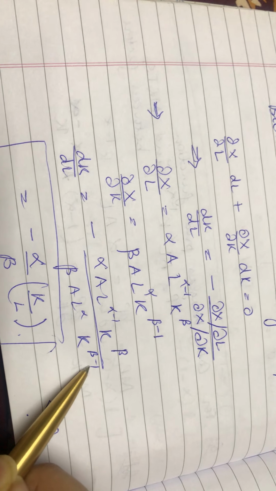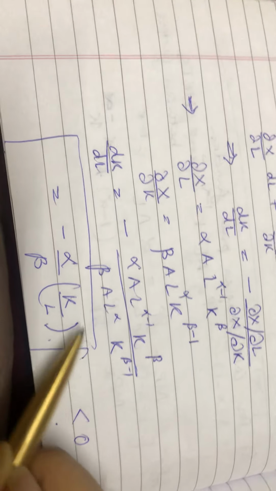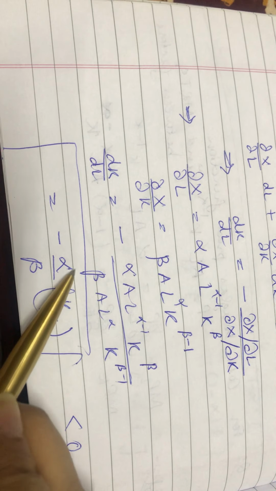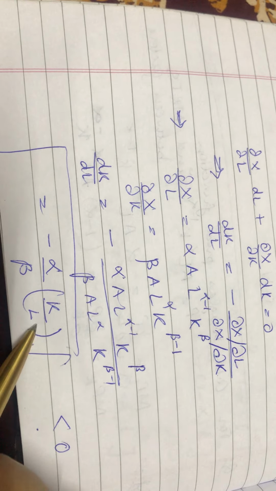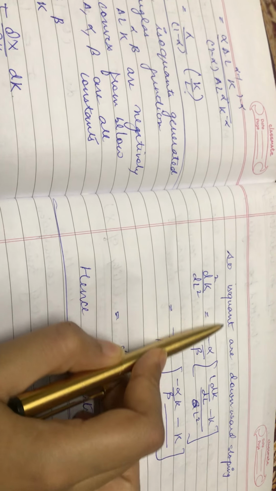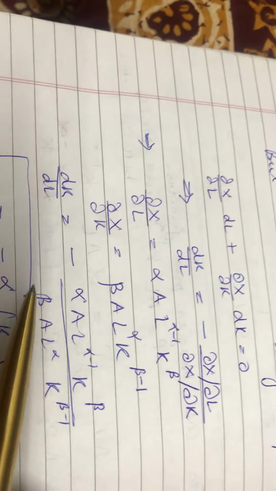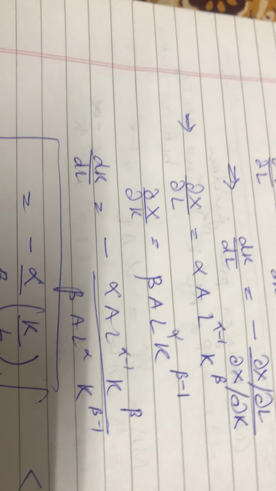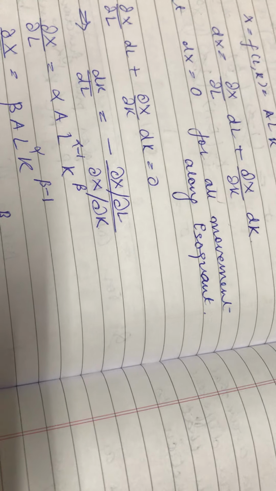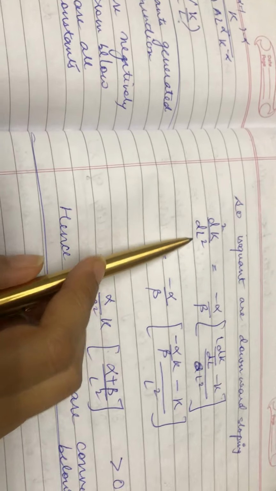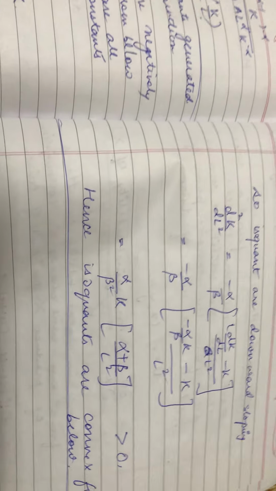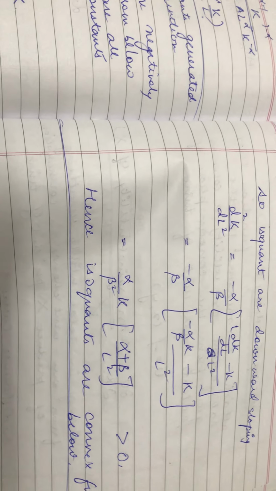जिसको कि मैं ऐसे भी लिख सकती हूँ, and it is less than zero. Why? Because these both are positive, and K and L, they will be positive, so this is a negative quantity. And so isoquants are downward sloping. From this I have proven that, because dK by dL is negative, so definitely they are downward sloping. And for convexity I will take the double derivative, and that happens to be greater than 0, which again confirms that they are convex from the origin.